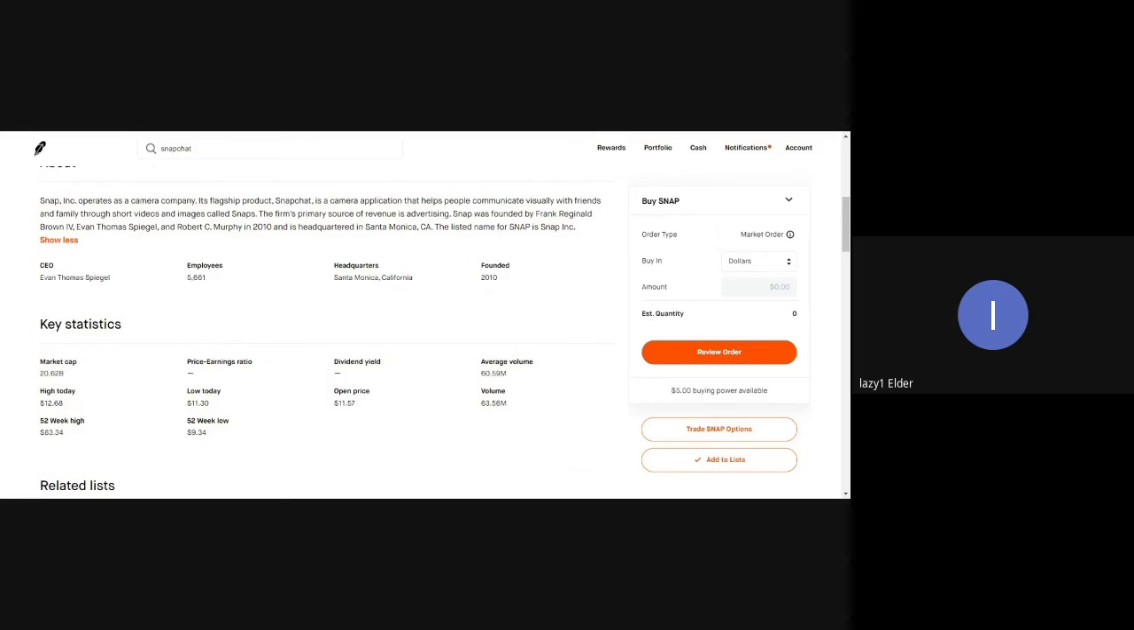52-week high: what was the highest Snap has been over the entire year? $83. What's the lowest it's been over the year? $9. And then the opening price. Remember, the stock market in the US is open from 9:30 a.m. to 4 o'clock p.m. So when it says the opening price, that's what the price was as soon as the markets opened up, $11.57. The volume, 63 million shares moving. The average volume is 60 million. So it's a little more today, but it's still around the average, so everything's fine.